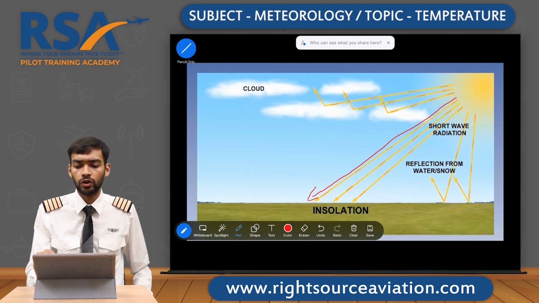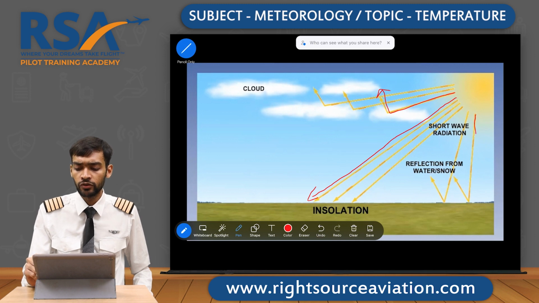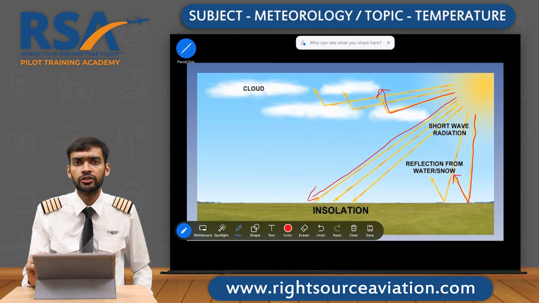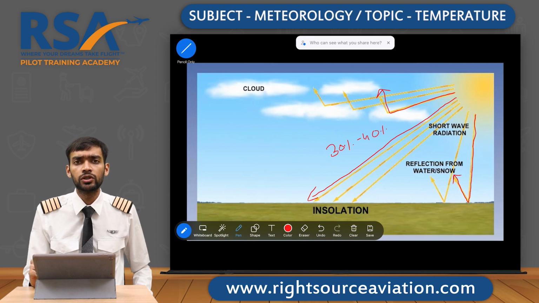There are many solar radiations which have been reflected by the clouds, or by some reflecting material on the surface of the earth, which will also reflect the solar radiations into the sky. So what we need to figure out is that only 30 to 40% of solar radiations are reaching the Earth's surface, and the rest of the solar radiations are reflected back into the sky. Now this reflecting power is known as albedo.